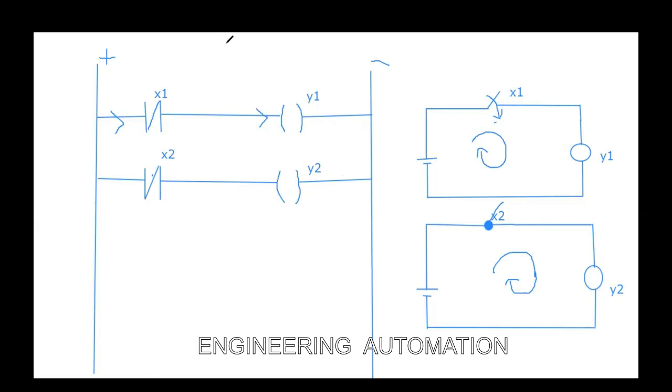Fine. So we have discussed the do's and don'ts, right? All the coils should be on the right side. That means all the outputs should always be on the right side. You cannot put this coil in this place. Same thing, all the contacts should be on the left side. You cannot put the contacts over here. This is wrong.